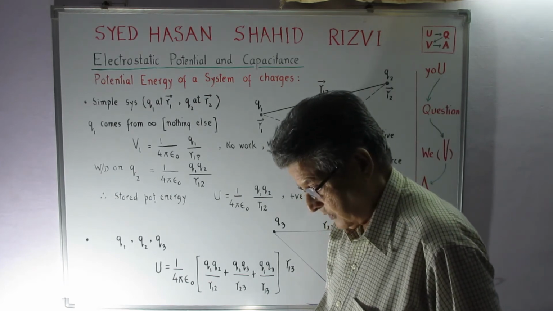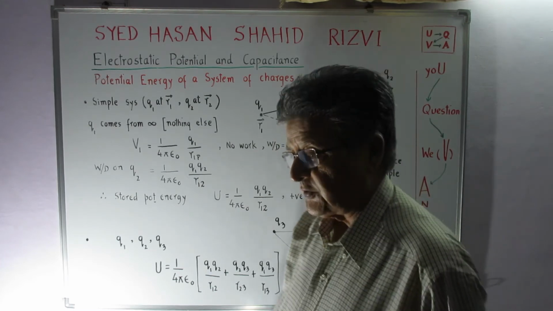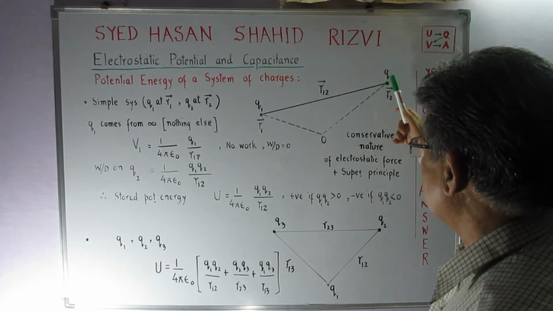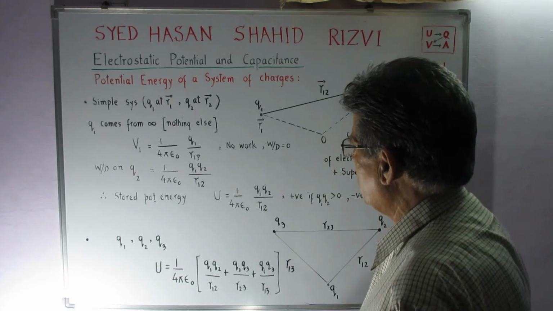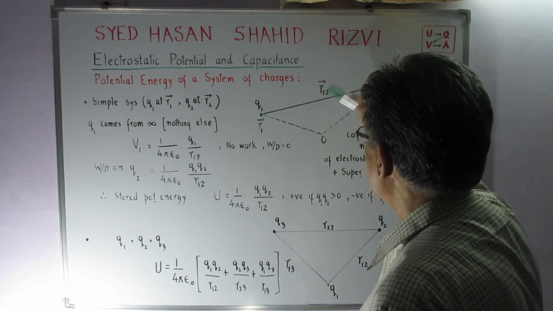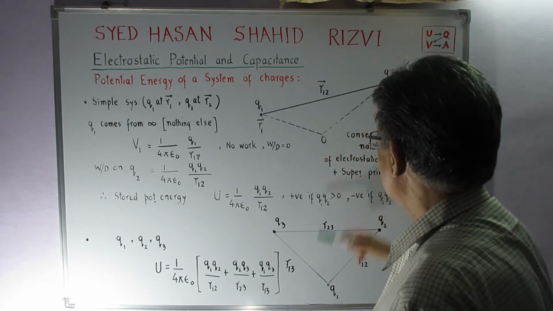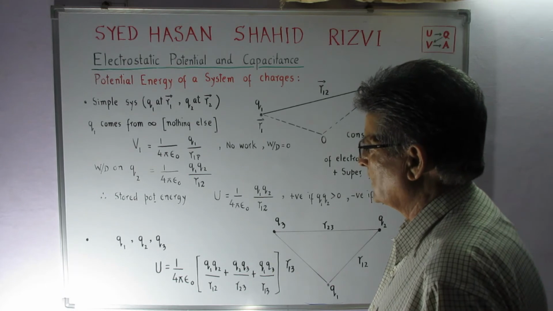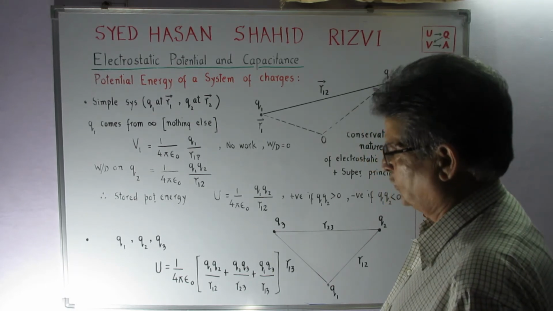But when you are trying to bring the second charge from infinity to this point under consideration, then there is a problem. And the problem is that because of Q1, the electric field, when we move this charge Q2, there has to be a work done. The work done on Q2.